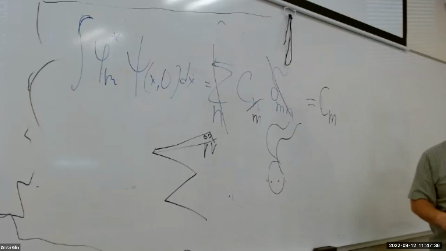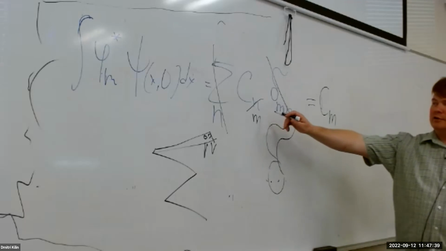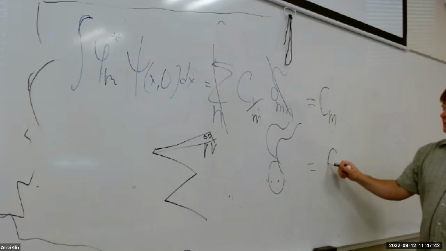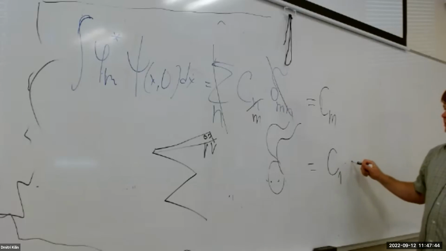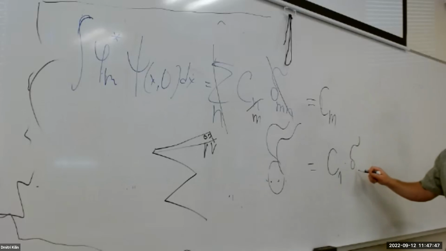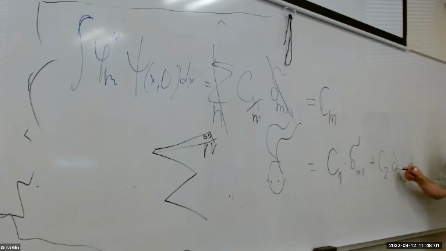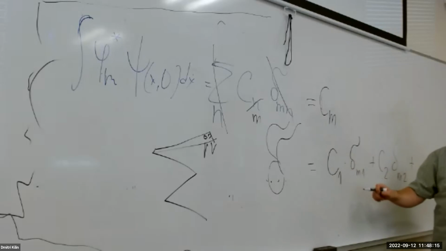And I'm very late, but here is a rationalization. So this writing can be C1 times delta M1 plus C2 delta M2 plus so forth. So among this long series, only those deltas where the indices are the same, only one of them will be non-zero. Others will be zero.